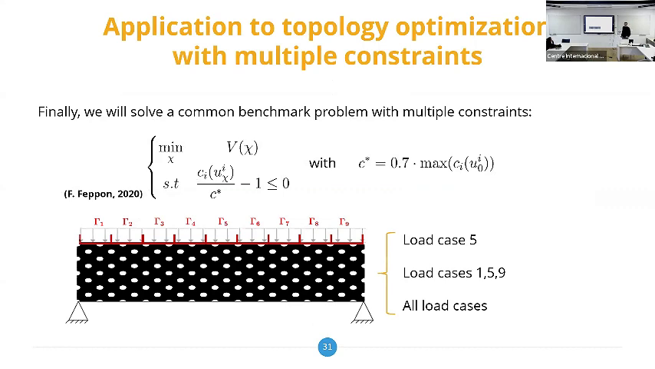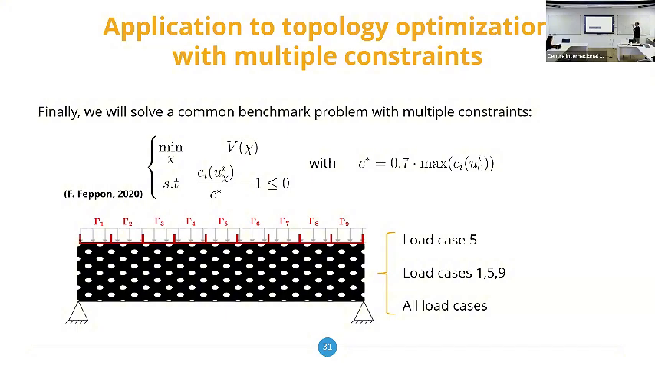And just to finish, let's solve a problem with multiple constraints, which is a bit the motivation of null space. A common benchmark is a multi-load bridge, whose objective is basically the minimization of a volume functional subject to a set of compliance constraints. So we have to deal with a lot of elastic problems. In this case, we have to solve 9 compliance constraints, so 9 elastic problems at the same time. Here I have this bridge with these 9 load cases.